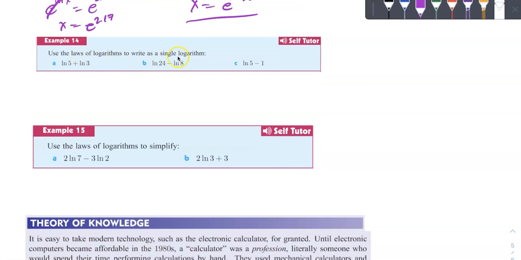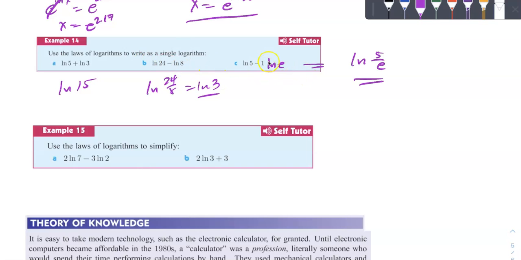Use the laws of logs to rewrite this as a single log. Same log rules we did last time with logs. Plus means multiply, so this is just natural log of 5 times 3, which is 15. Minus means divide, natural log of 24 over 8, which is natural log of 3. And then this one, we're going to use the exact same trick. What is a 1? In natural log, a 1 is natural log of e. That's a 1. So now minus means divide, so it's going to be natural log of 5 over e.